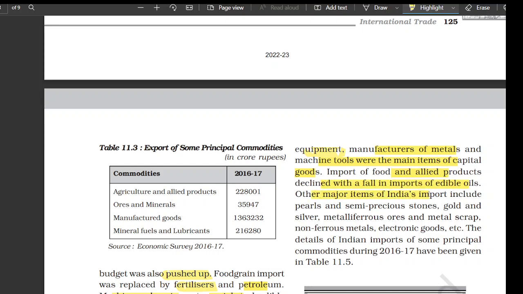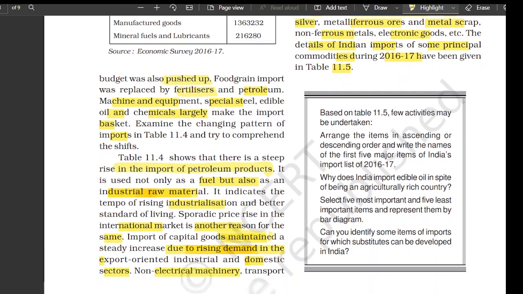Other major items of India's import include pearls and semi precious stones, gold and silver, metalliferous ores and metal scrap, non ferrous metals, electronic goods, etc. The details of Indian imports of some principal commodities during 2016-17 have been given in table 11.5.